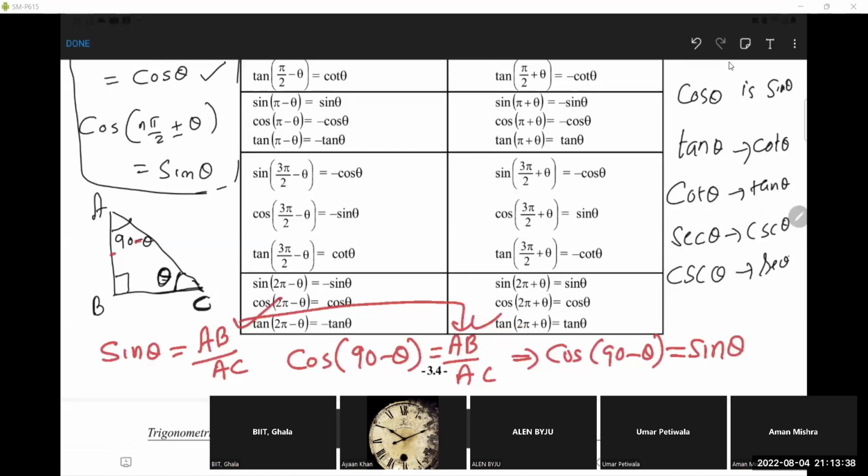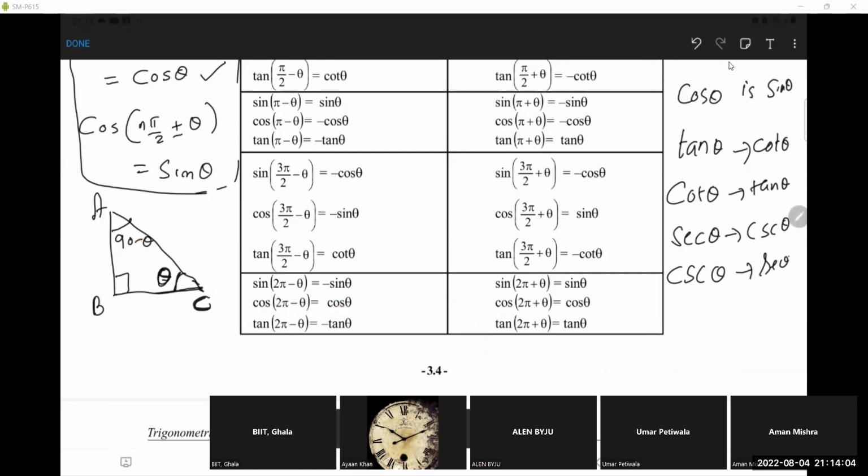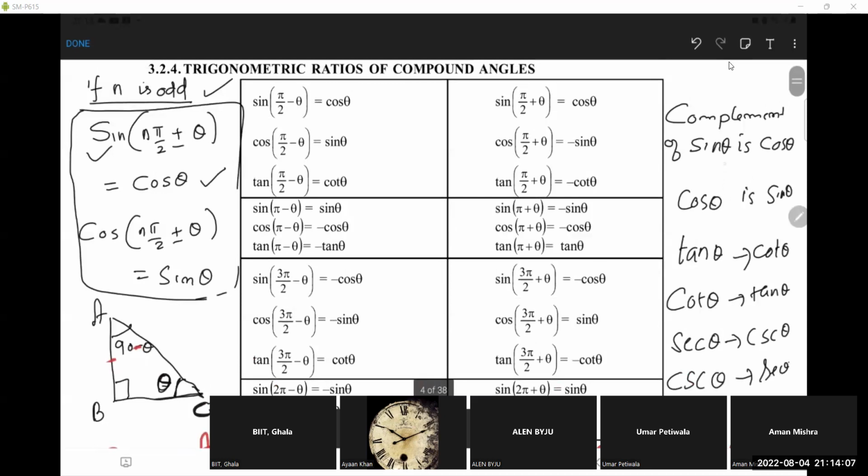Same procedure, I can do for sin. Sin 90 minus theta, I can say cos theta. Similarly, tan 90 minus theta and cot theta are same. Cot 90 minus theta and tan theta are same. Sec 90 minus theta and cosec theta are same. That is the reason why we say the trigonometric ratios sin theta and cos theta are complementary. Tan theta and cot theta are complementary. Sec theta and cosec theta are complementary.